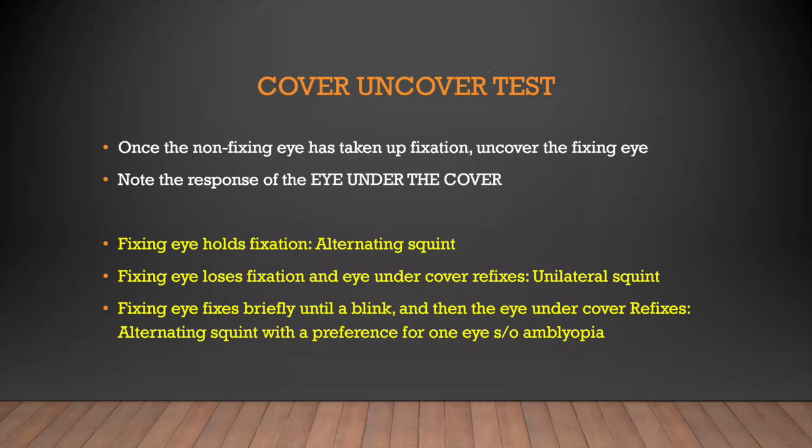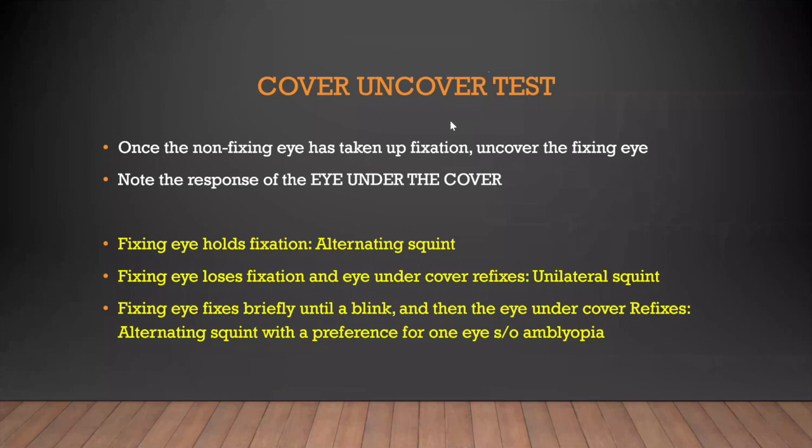Okay. Now, cover and uncover test. So first thing was cover test. Now we're doing cover uncover test. So cover uncover test is basically in order to pick up phoria. And what do you want to do in this is, once the non-fixing eye, what was a non-fixing eye in the previous case? Our left eye has taken up fixation, and you remove the cover from the fixing eye. That means you remove the cover from the right eye. You want to see the response of the eye under the cover.